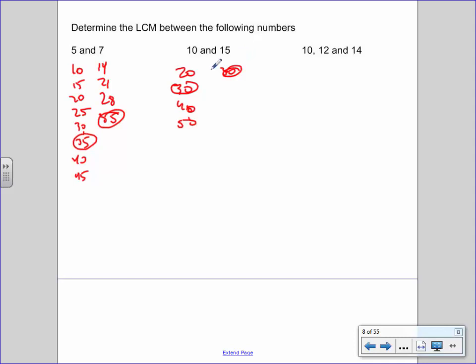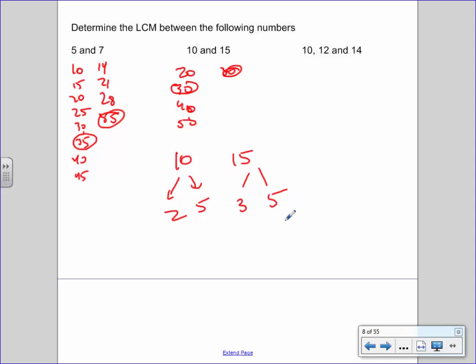I want to show you a new trick I learned because I didn't even know how to do this until more recently. Still do prime factors. I want to do 10 and 15 again here. How do you break up a 10? Well, it's 2 by 5. How do you break up a 15? 3 by 5.